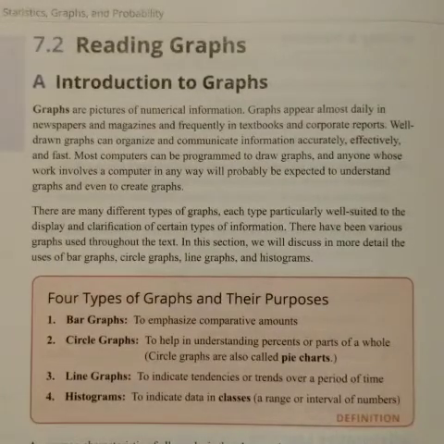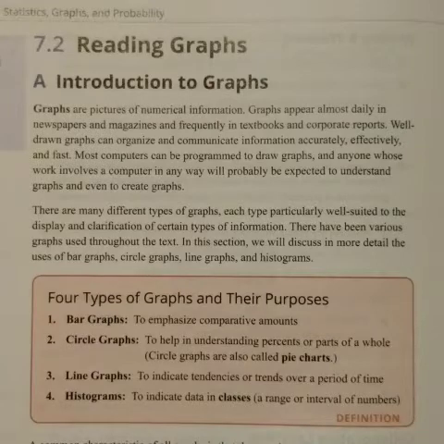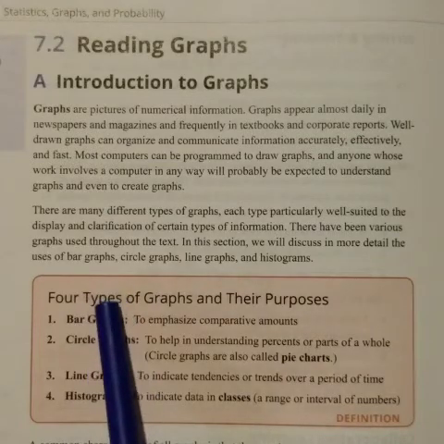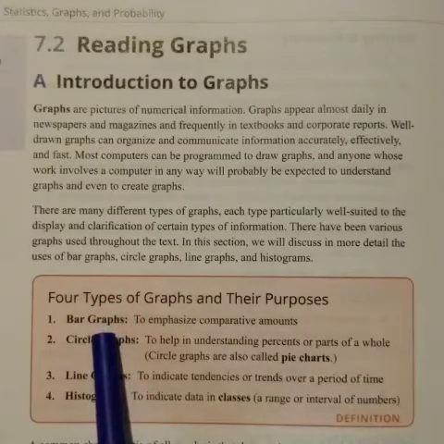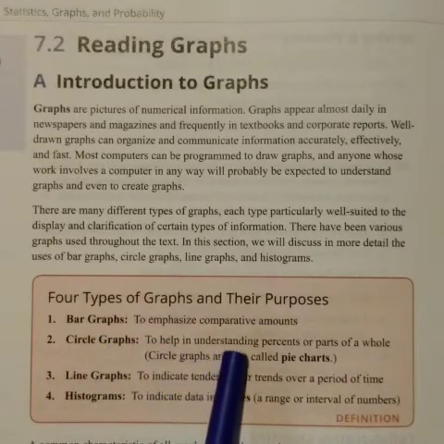Alright, so this next section, 7.2, we're going to look at reading graphs, different types of charts that represent data. So this is a continuation with statistics. And so when we do this, there's going to be really four main types of graphs that we're going to look at. First one is a bar graph, and bar graphs are used to emphasize comparative amounts.